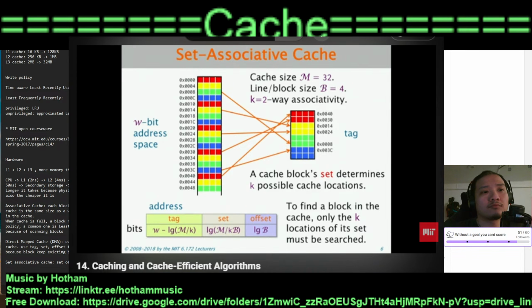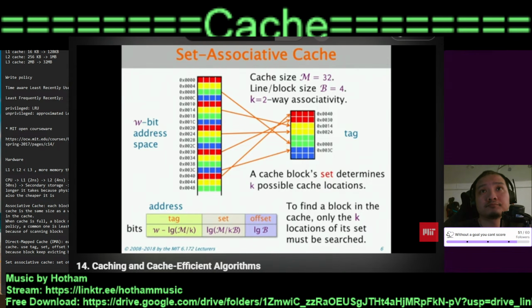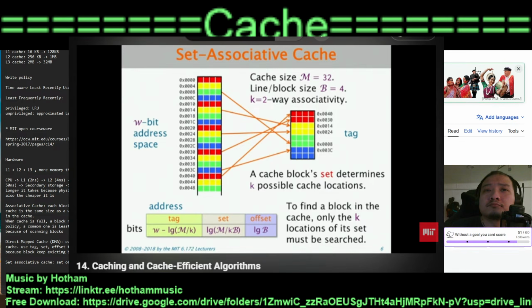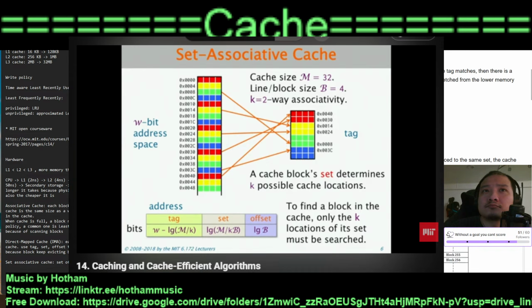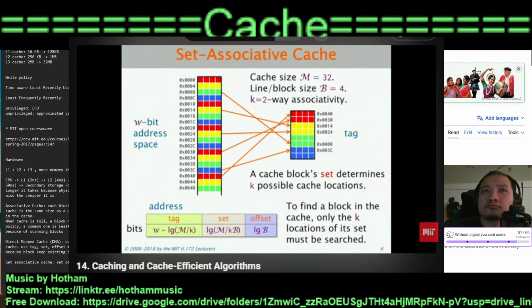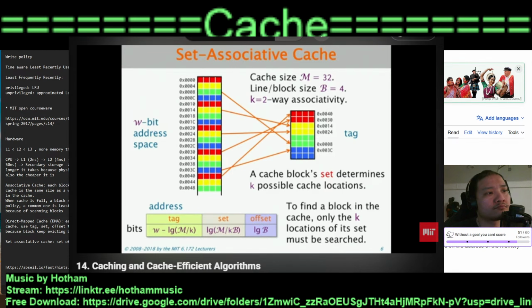For this example, I showed a two-way associative cache, but in practice, the associativity is usually bigger, say 8-way, 16-way, or sometimes 20-way. And as you keep increasing the associativity, it's going to look more and more like a fully associative cache. And if you have a one-way associative cache, then it's just a direct map cache. So this is a hybrid in between a fully associative cache and a direct map cache. So any questions on set associative caches?